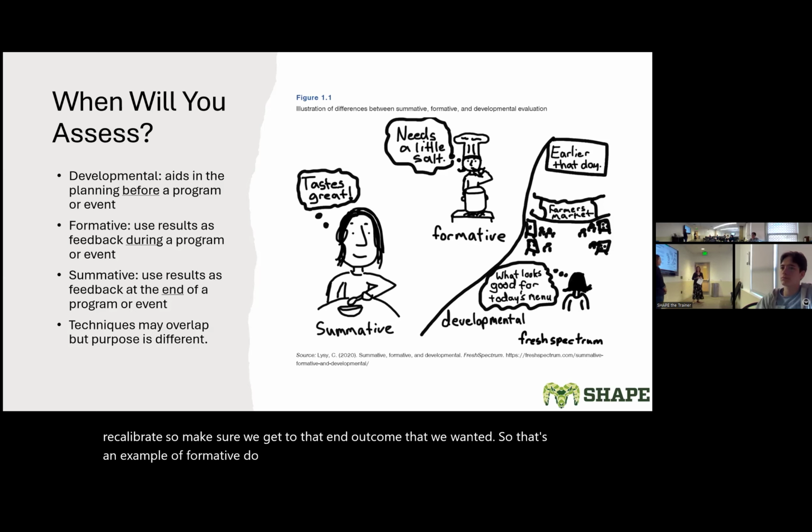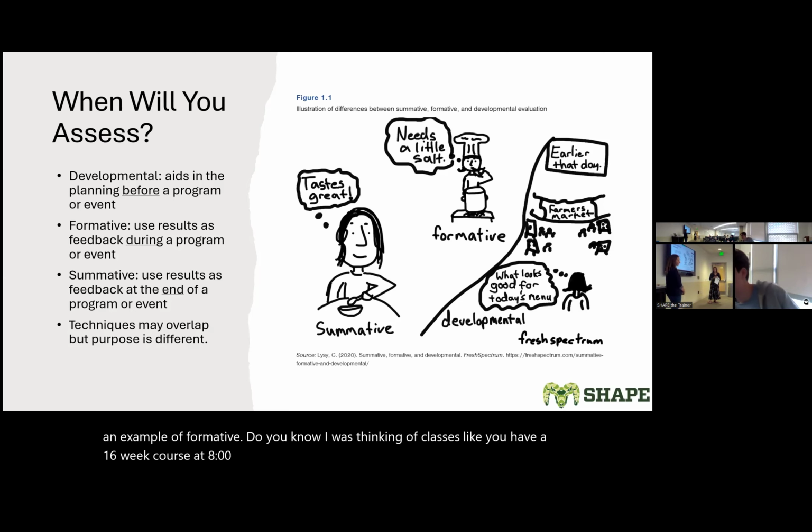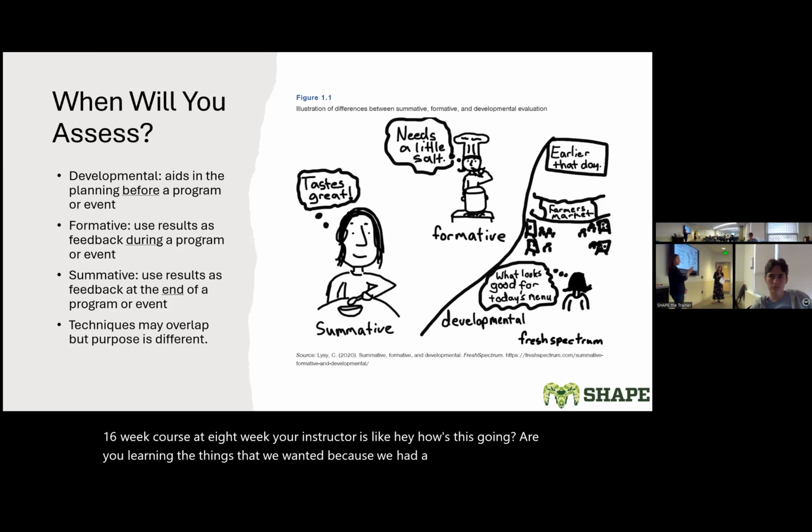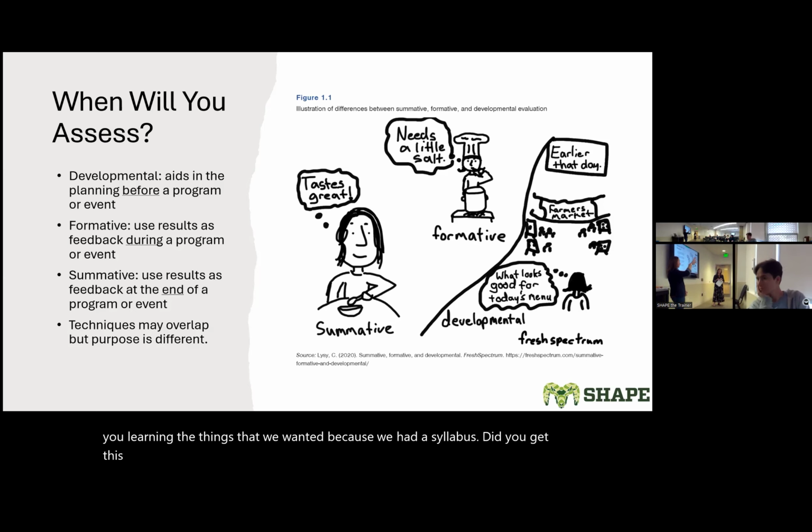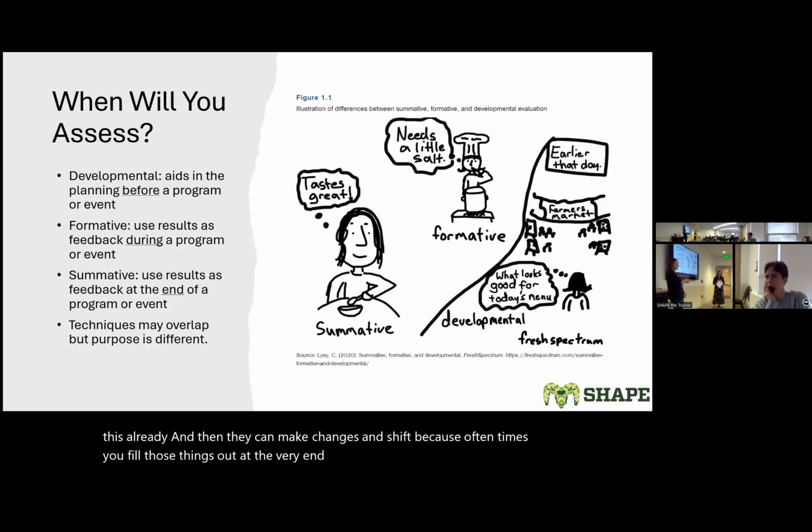I was thinking of classes, like you have a 16-week course. At the 8th week, your instructor is like, hey, how's this going? Are you learning the things that we wanted? Because we had a syllabus. Did you get this already? And then they can make changes and shift. Because oftentimes you fill those things out at the very end and they may or may not read them, and it might or might not impact the next one. So formative is kind of in the middle.